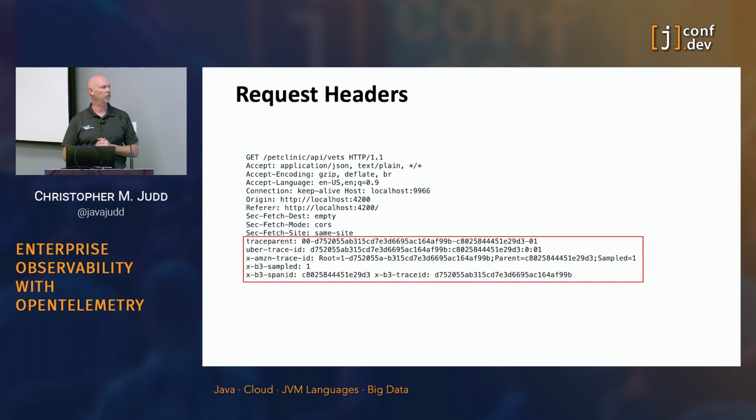What's happening underneath the covers is with each of the requests, it's using that W3C standard. So we see the trace parent here with that format that we talked about. It is also, just to be sure, adding an Uber trace ID, which is some other product probably, this Amazon one that's for X-Ray, and the B3 ones that I already mentioned are for Zipkin. So it's sending a bunch of headers to make sure that whatever's receiving it can participate in that transaction.